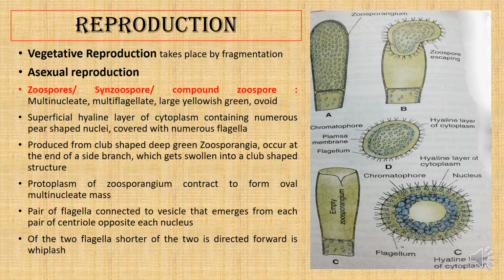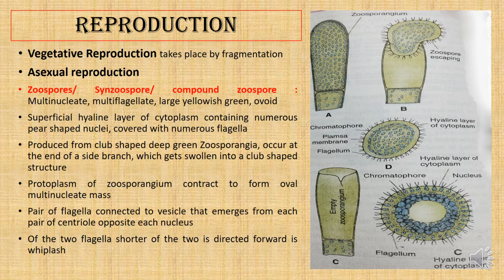Then we have the asexual method, and asexual reproduction occurs by formation of three types of spores. First is the zoospore, second is the aplanospore, third is the akinete. All these three types of spores are produced according to different climatic conditions or species. For example, zoospores are a very common method in aquatic species, and common in terrestrial species only when the land is flooded.